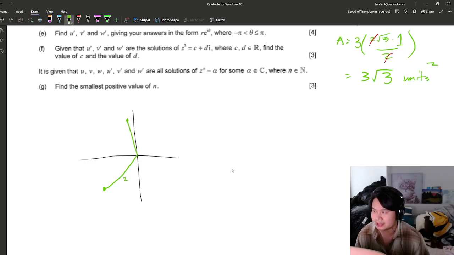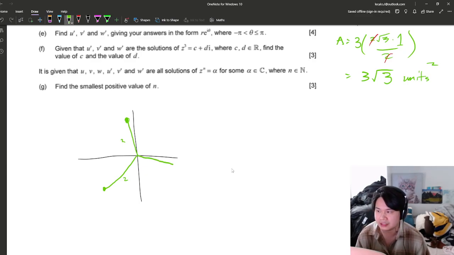So pi/3 is 60. We rotate it 45 degrees counterclockwise. So that's like 105 degrees. So this one goes here into quadrant 2 a little bit. And then this one goes somewhere over here, like -15 degrees, because negative 60 plus 45.